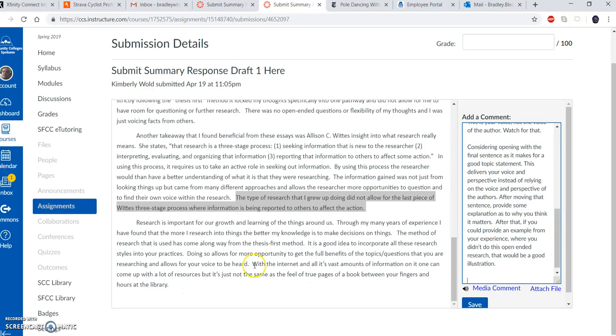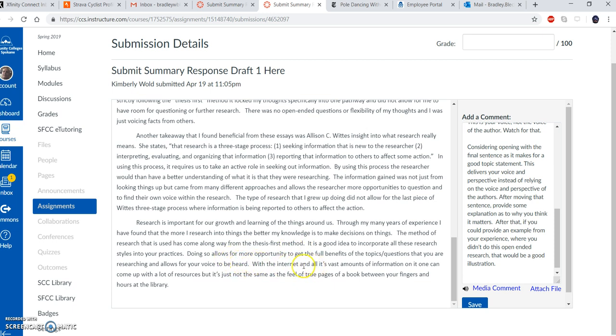Well, we see that Kimberly likes to do library research, which is a good thing. So research is important for our growth and learning. I agree. Through my many years of experience, I've found that the more I research into things, the better my knowledge to make decisions on them. The method of research that is used has come a long way from the thesis-first method, but many of us will still use that thesis-first method. It's a good idea to incorporate all these research styles into our practices.